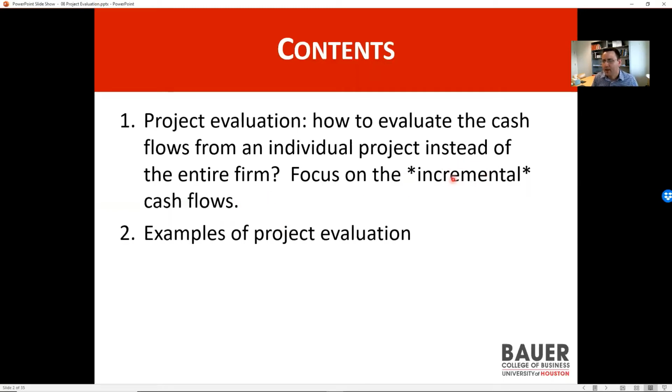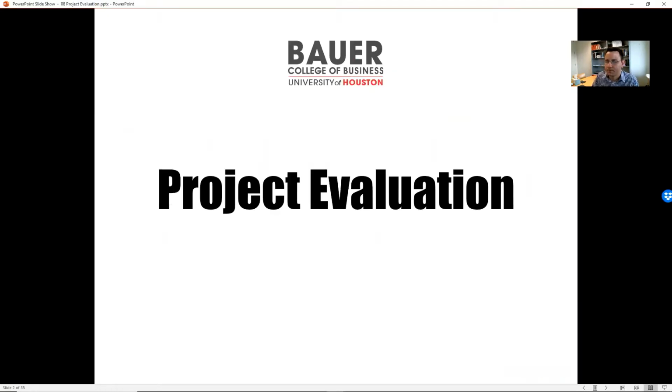What does that mean? Well, in short, if you take the project, how do the cash flows for the firm change as opposed to not taking the project, right? That's the incremental cash flow. How much do things move by taking the project? That's all we're interested in. Then we'll do a bunch of examples after we talk about these principles for the incremental cash flows.